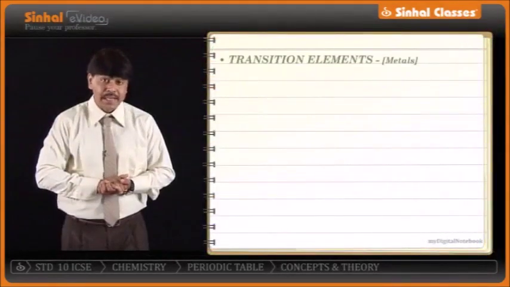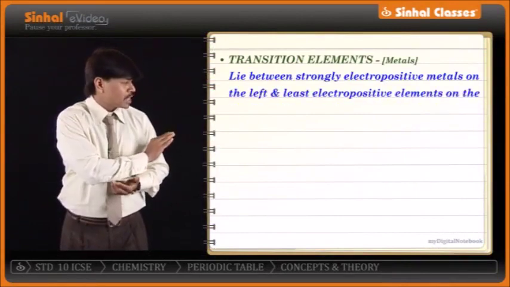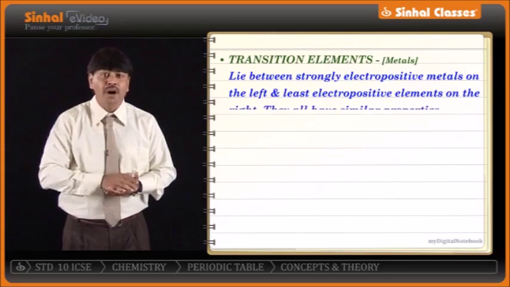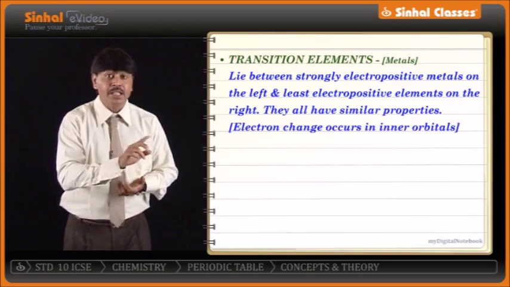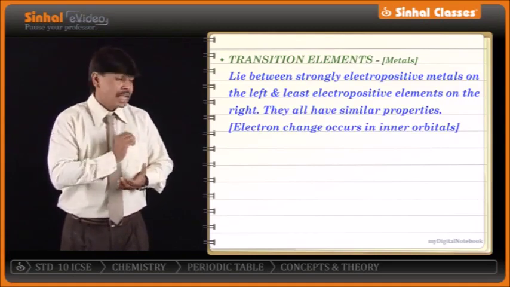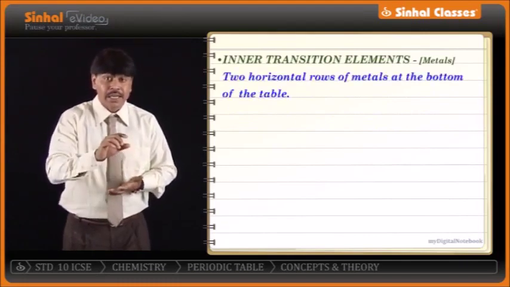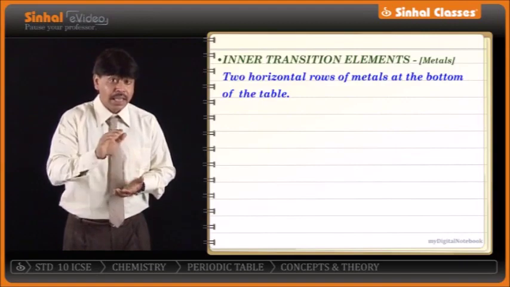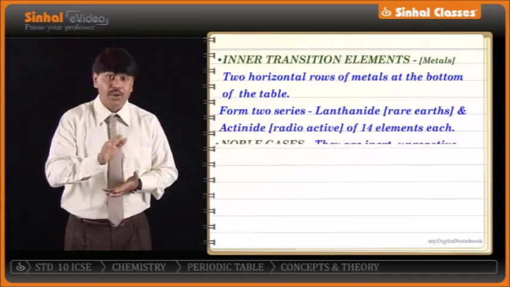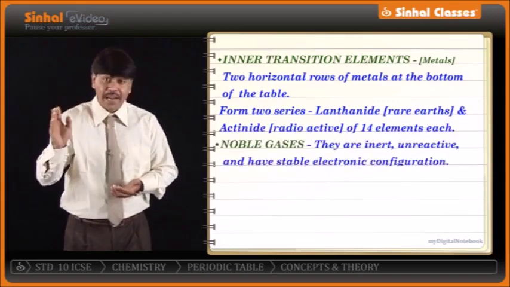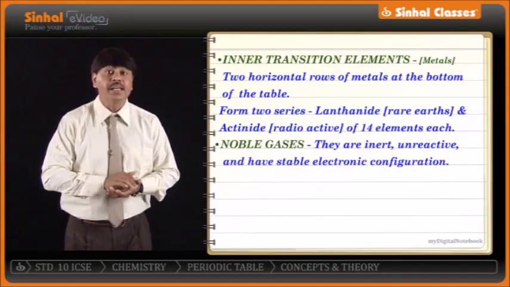Now transition metals are placed between the strongly electropositive elements on the left hand side and the most powerful electronegative elements on the right hand side. So transition metals lie between these two, whereas inner transition elements are placed at the bottom of the periodic table in 2 separate columns. They are known as lanthanide series and actinide series, and noble gases are at the extreme right of the periodic table, since they do not take part in any chemical reactions.